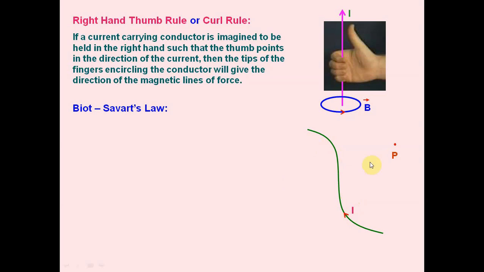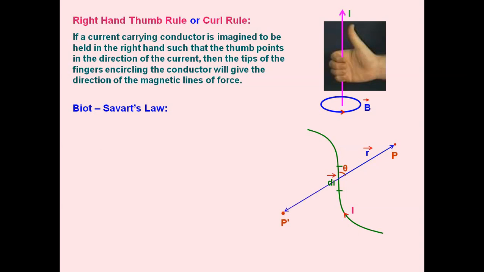So we are assuming a point P here and a small element which is carrying current, so it is called current carrying element dl, which is here, and we connect it to point P, and the distance between current carrying element and point P is taken as r vector, and now the angle is theta, which is the angle between the current carrying element and r vector.